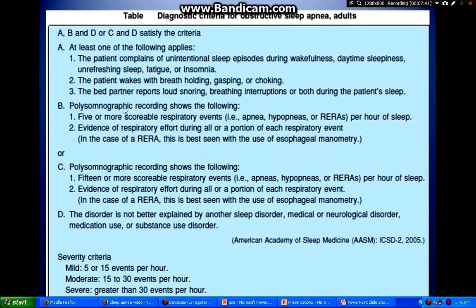Polysomnography is in B and C, both. B is the less severe form, which is 5 episodes of scorable respiratory events, and in both we have to look for evidence of respiratory effort, which is present in both B and C. So the second option is present in both conditions, but the only difference is that it is 15 in C, so it is more severe. Normal should be below 5, and 5 is in the B category, and 15 is in the C category.